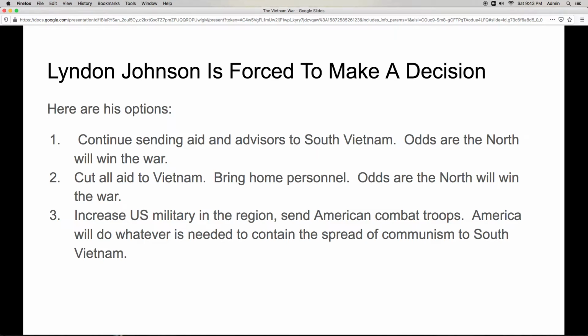Now, communism in the 1960s isn't anything like it was in the 1950s. But people still know the term. And if you get labeled soft on communism, that's not going to be good for you politically. So he's going to go with option 3. He's going to win this war. He's going to make sure communism does not spread. And so he's going to increase combat troops in Vietnam, and he's going to do whatever he can to stop the spread of communism.